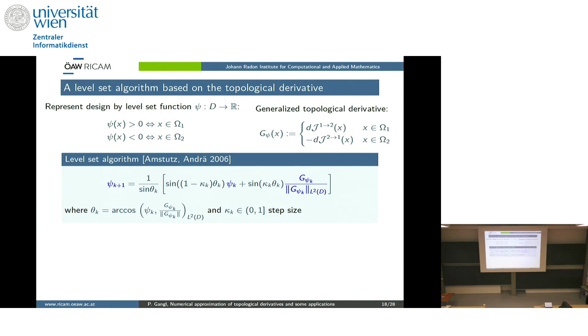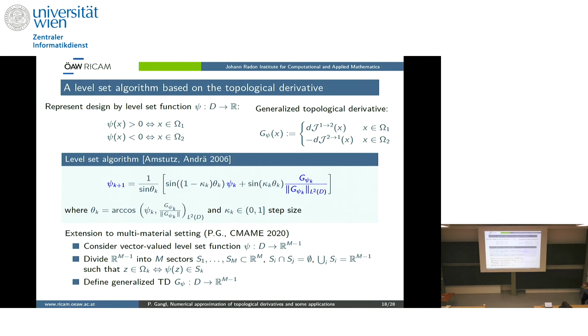And Samuel Amstutz and Heiko Andrä in 2006 showed that with this you can run an algorithm as it is written here. So basically you just update your level set function psi k by this generalized topological derivative to give psi k plus 1. I will not talk about the details here, which is a quite widely used algorithm for topology optimization.